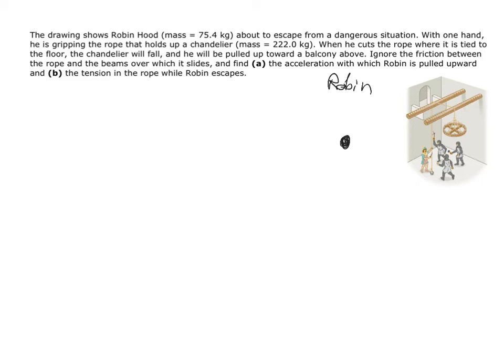So that's Robin, all right. And we're going to have the tension in the rope pulling him upward. We're going to have his weight going down, so the mass of Robin times gravity. And we know that he will accelerate upward as he escapes. So when we go to sum the forces in the vertical direction, since there's no forces in the horizontal direction, we know they're going to equal mass multiplied by acceleration.